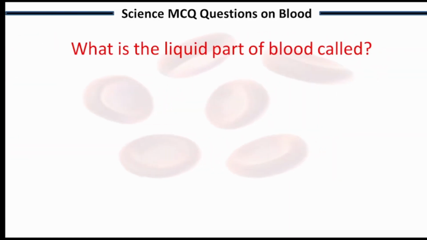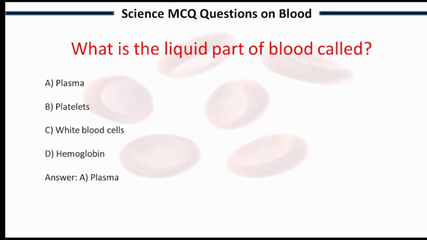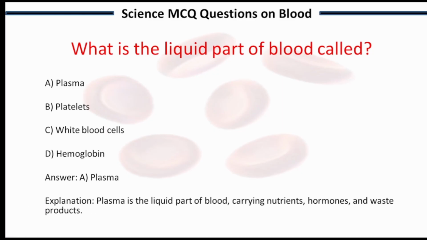What is the liquid part of blood called? Option A, plasma. Option B, platelets. Option C, white blood cells. Option D, hemoglobin. Right answer is plasma. Plasma is the liquid part of blood carrying nutrients, hormones and waste products.